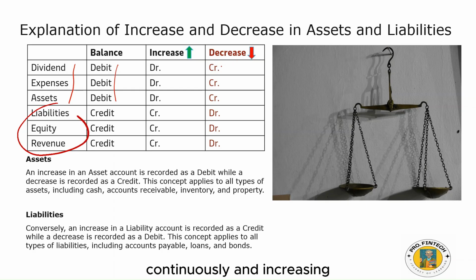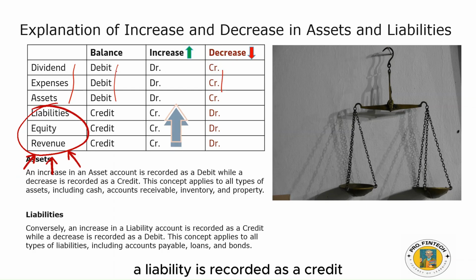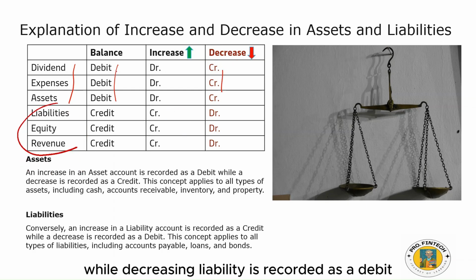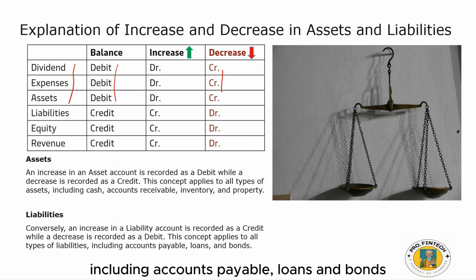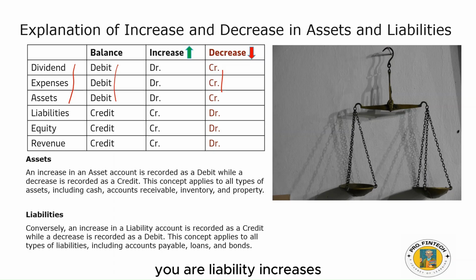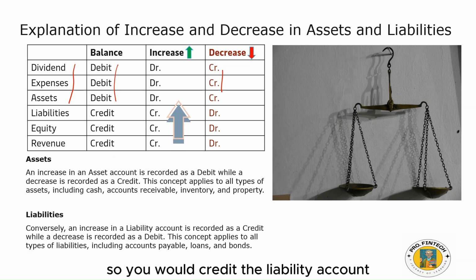Now let's look at liabilities. Conversely, an increase in a liability is recorded as a credit, while a decrease in a liability is recorded as a debit. This concept applies to all types of liabilities, including accounts payable, loans and bonds. For instance, if your business takes out a loan, your liability increases. So, you would credit the liability account.